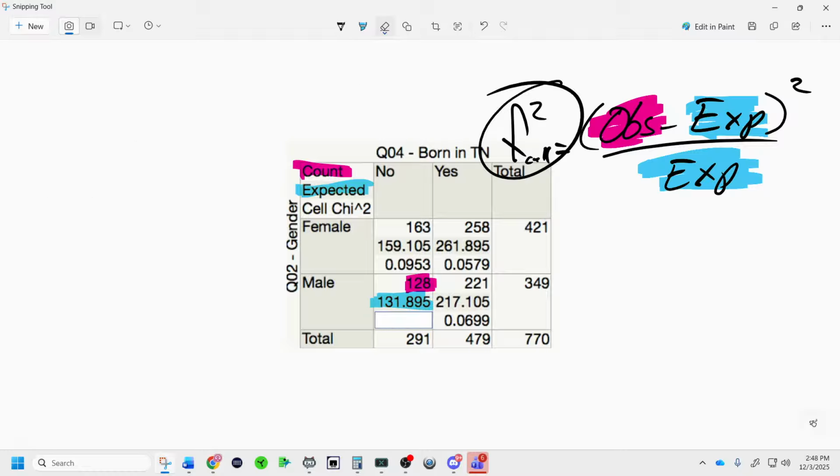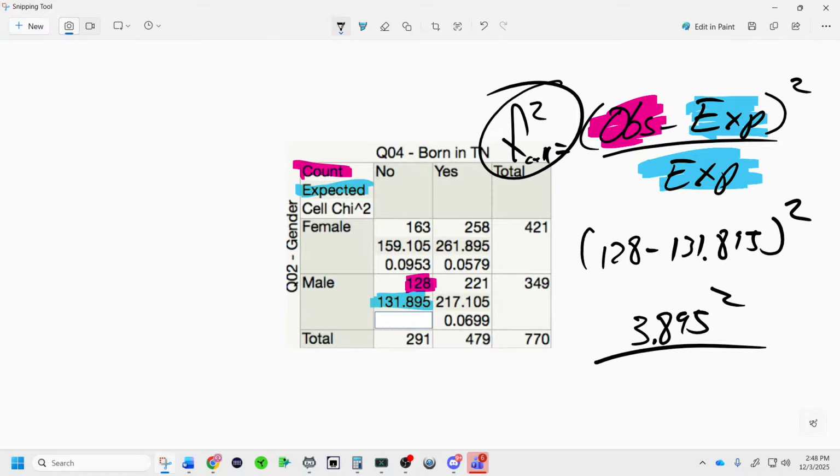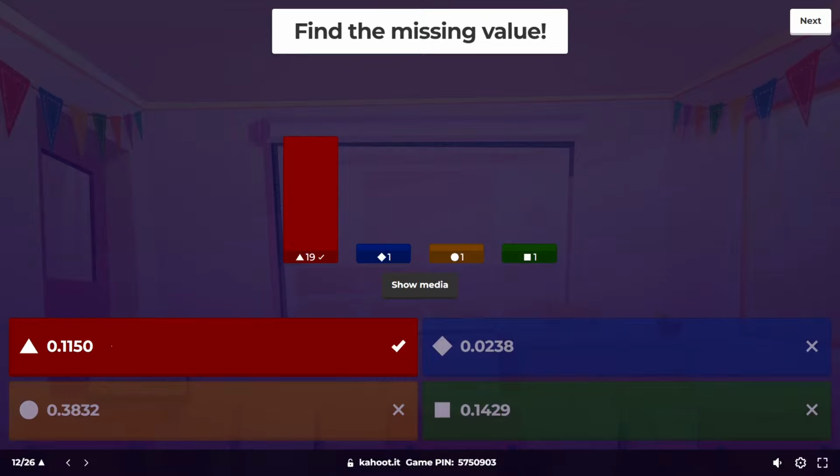Had to whip out the calc for that. Yeah, observed minus expected over expected. If you take this and you do 128 minus 131.895, that's going to equal 3.895 squared over 131.895. And that is equal to, there's the number right there. So good work.